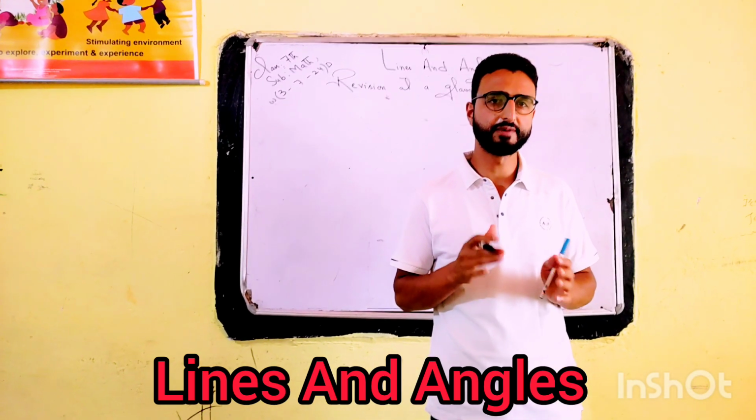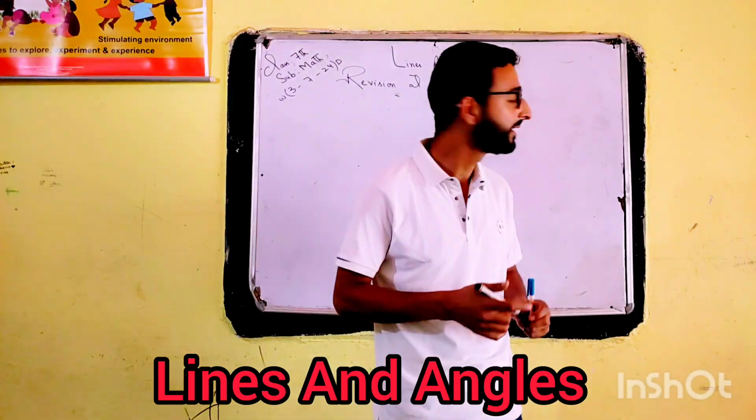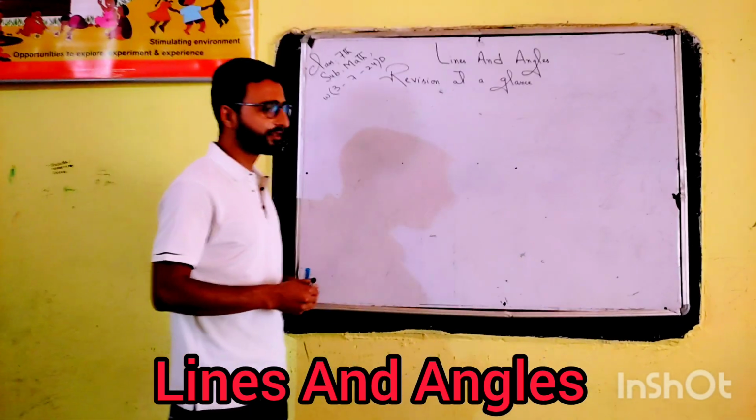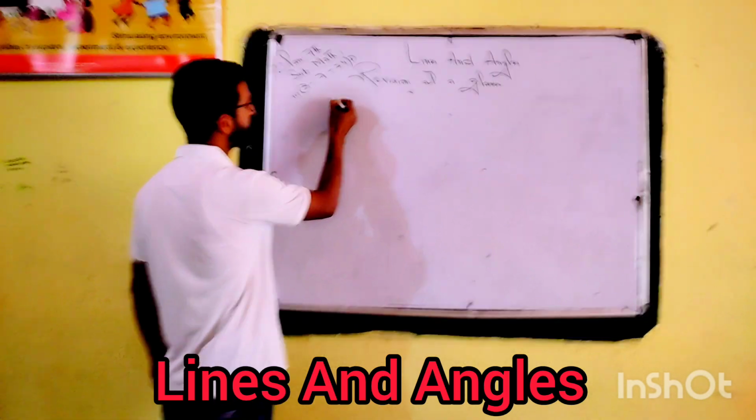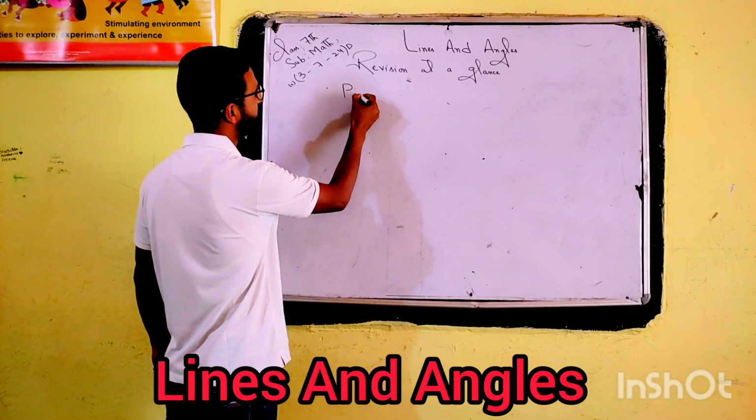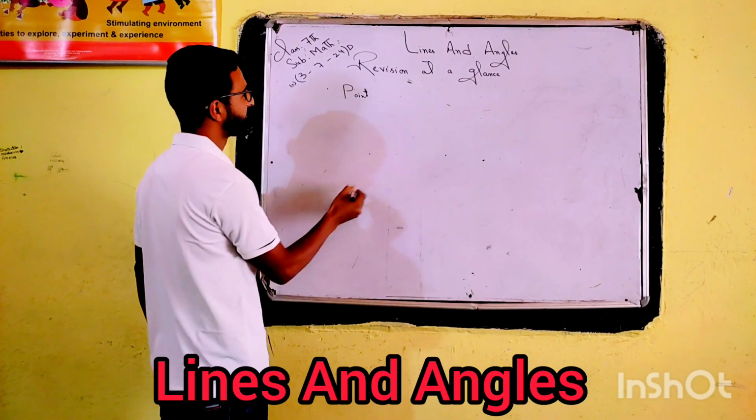Today we are going to discuss, rather revise, the chapter Lines and Angles of class 7 from mathematics, right? So I started this chapter, lines and angles, from this very point. So what is this called? Point. This is simply a point.